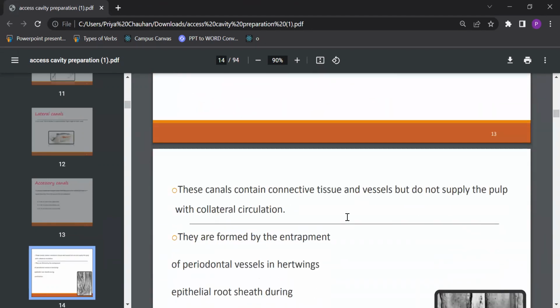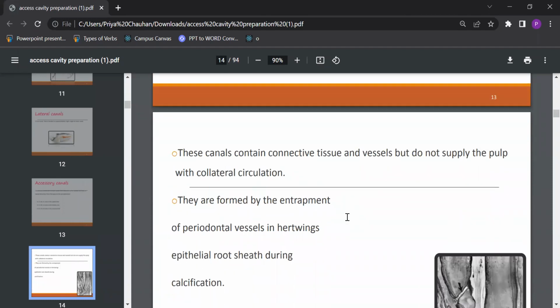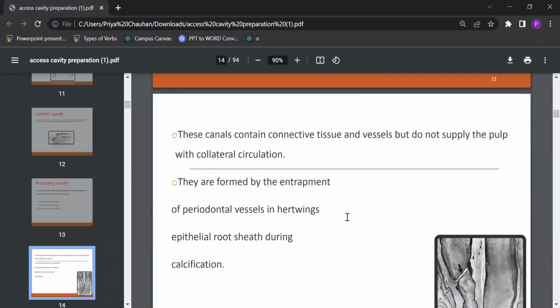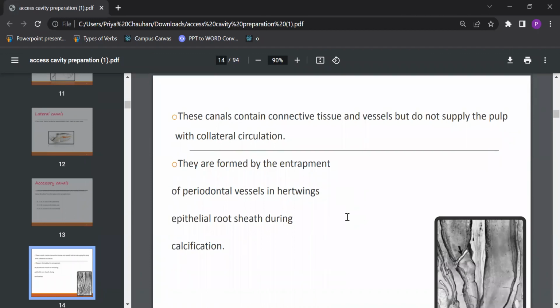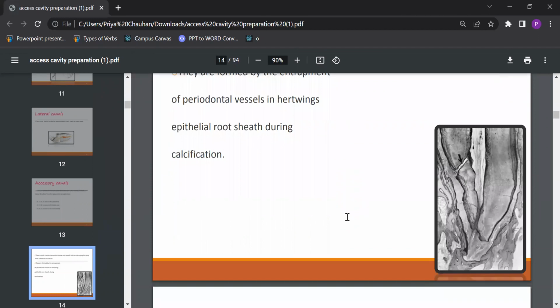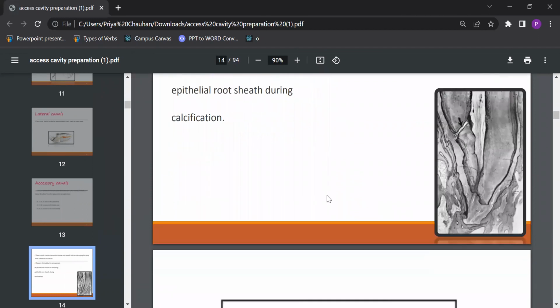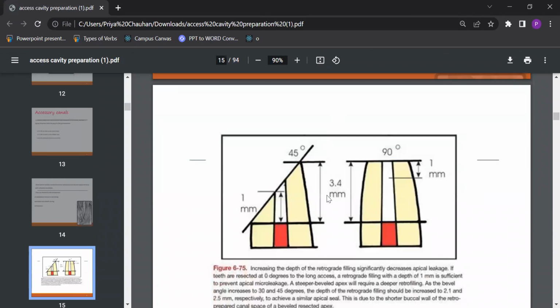These canals contain connective tissue and vessels which do not supply the pulp with a collateral circulation. They are formed by the entrapment of periodontal vessels in Hertwig's epithelial root sheath during calcification. See the diagram.